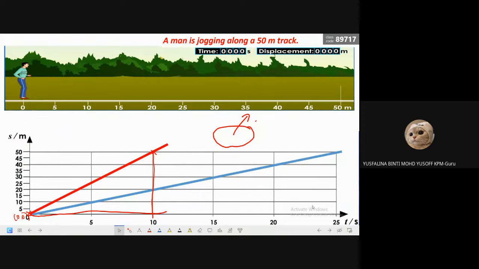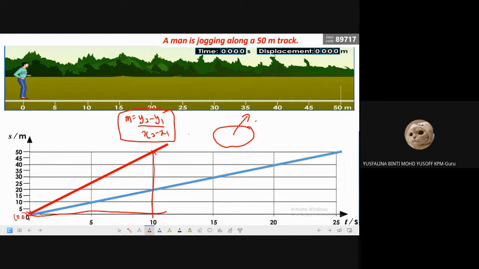Okay, so that's it. All right, so the gradient is actually involving the velocity. Okay, so means the gradient represents the velocity. Okay, and how to find the gradient, of course you have to draw the triangle, then you find the gradient. What is the formula for the gradient? Okay, this one you learn in maths, I think from Form 3, if I'm not mistaken. Okay, so this is the formula for the gradient. Okay, so you just find 2 points, then you just minus it, okay, and divide it.